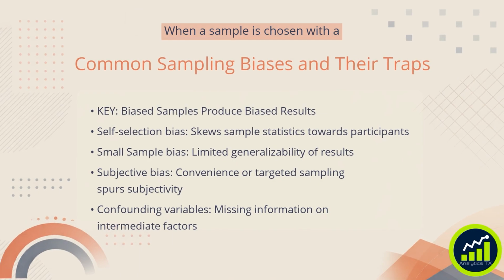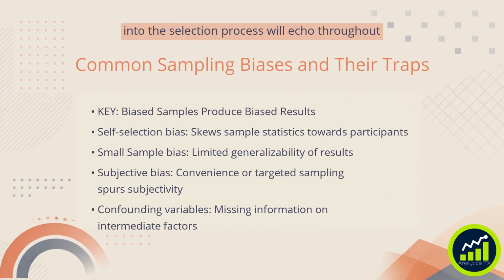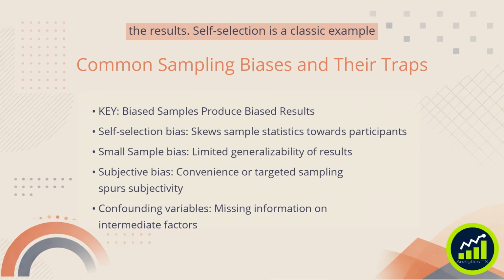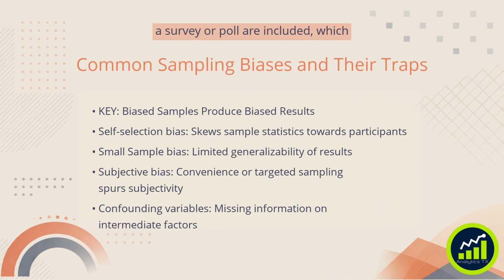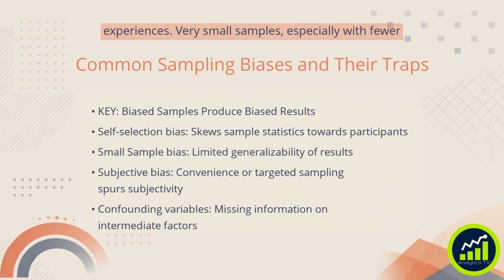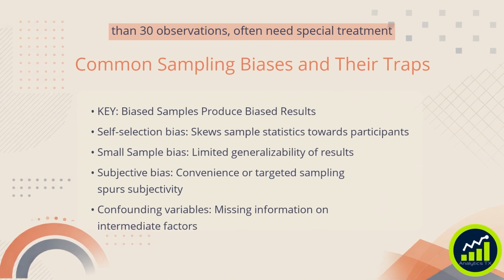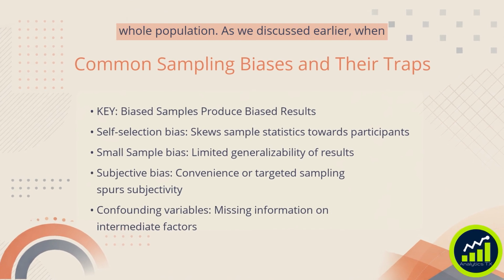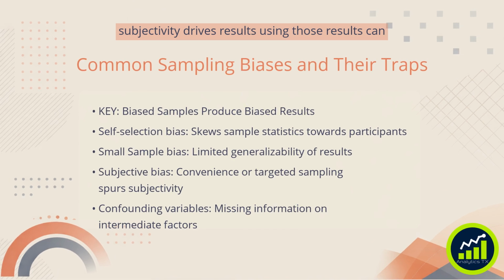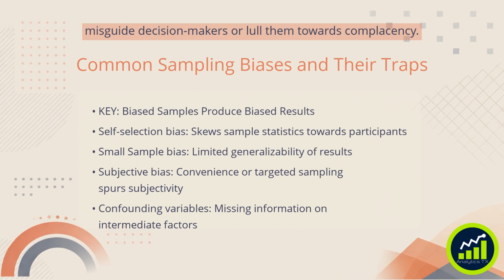When a sample is chosen with a hidden or explicit agenda, the bias built into the selection process will echo throughout the results. Self-selection is a classic example. Only people willing to respond to a survey or poll are included, which might exclude those with different views or experiences. Very small samples, especially with fewer than 30 observations, often need special treatment and may not generalize well to the whole population. As we discussed earlier, when subjectivity drives results, using those results can create fallacies and false positives that can misguide decision-makers or lull them towards complacency.